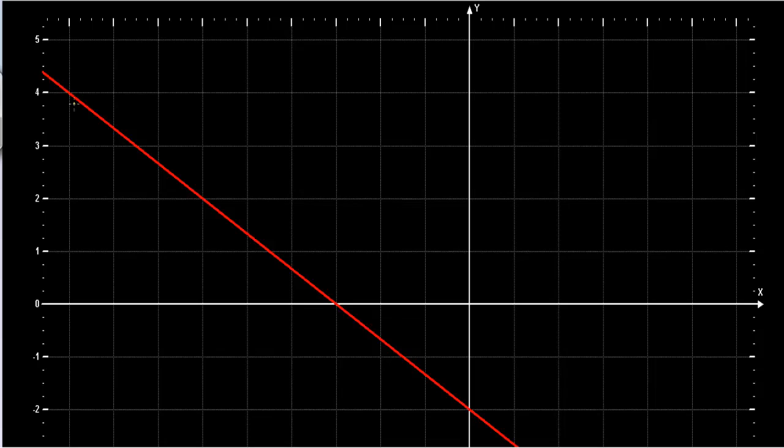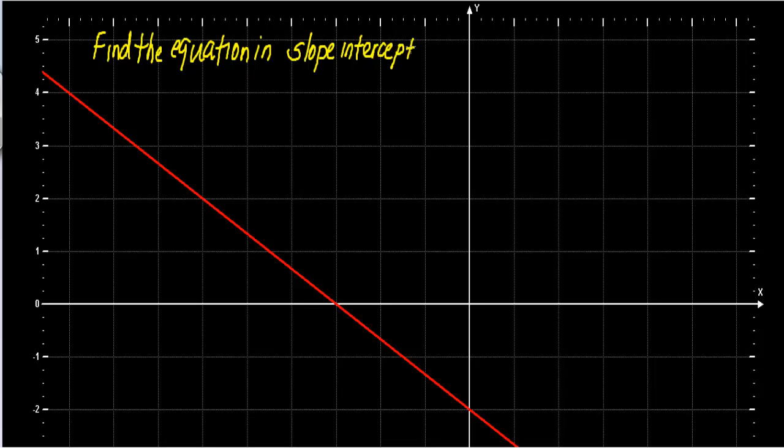I want you to find the equation in slope-intercept form. Here are the instructions. Find the equation in slope-intercept form given this graph. Okay? I want you to hit pause. I want you to work on it and then come back to see the answer and the worked out problem. So go ahead, do that. Okay, we're back, and this is how we solve and how we find this equation.